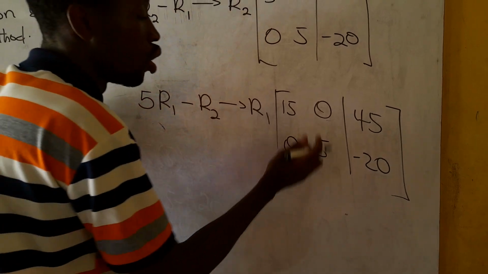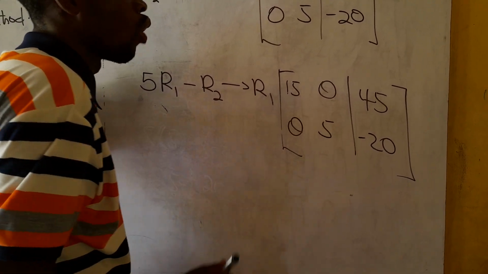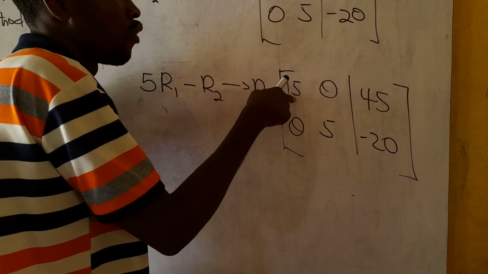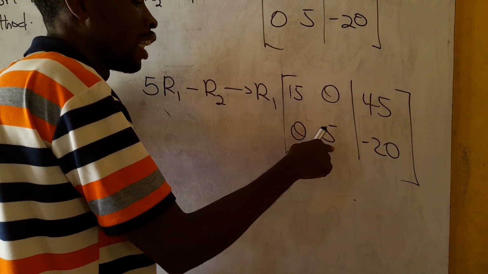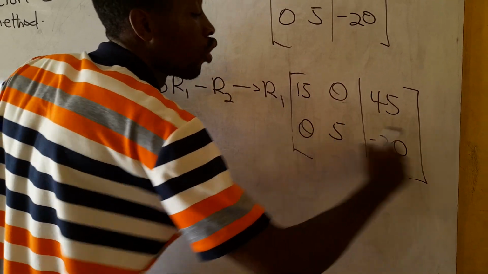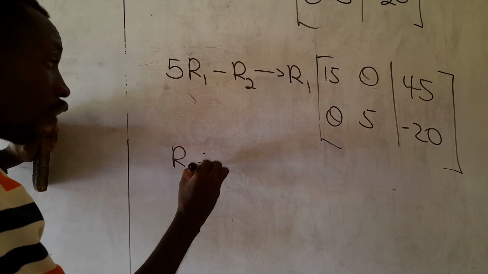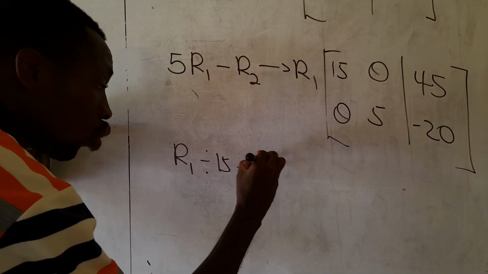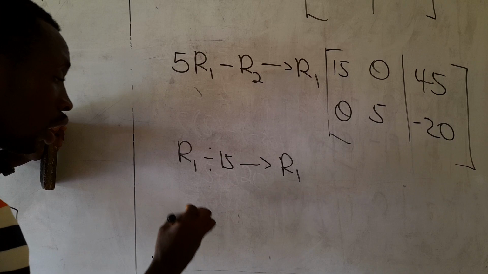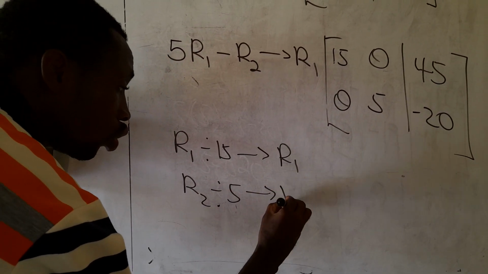Now, all the entries below and above are 0. The next is to make the entry in the leading diagonal 1. If I divide this by 15, it will become 1. If I divide this by 5, it will become 1. So I'll use 15 to divide the whole of this and 5 to divide the whole of that. So I'll say my R1 divided by 15 should go into R1. Then my R2 divided by 5 should go into my R2.